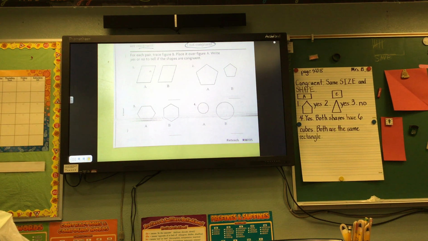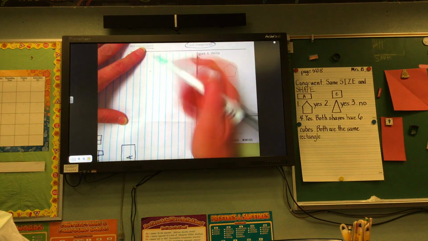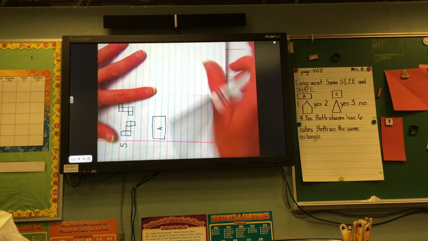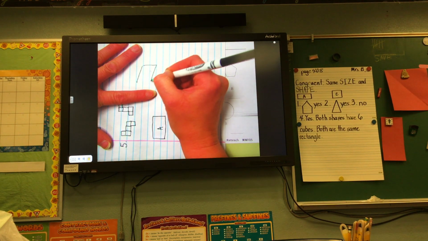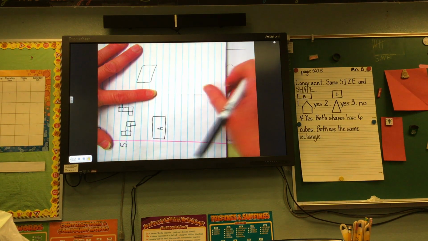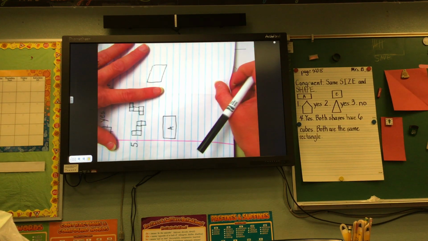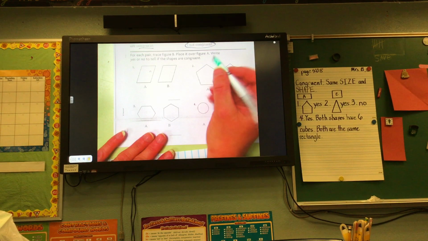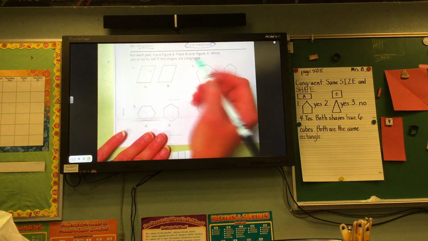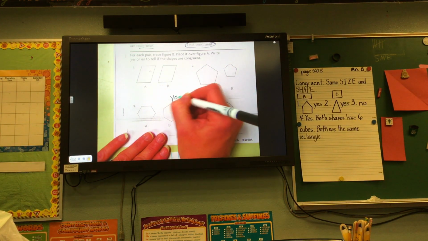Take a look at A and B, and if you're absolutely not sure, you can definitely take that paper again and trace it. If I take my page and I trace it again, looks like we have a trapezoid here. Or a parallelogram I should say, and scoot it over. Yep, it looks like it matches perfectly. So for letter A and B, it says write yes or no to tell if the shapes are congruent. I'm going to say yes.